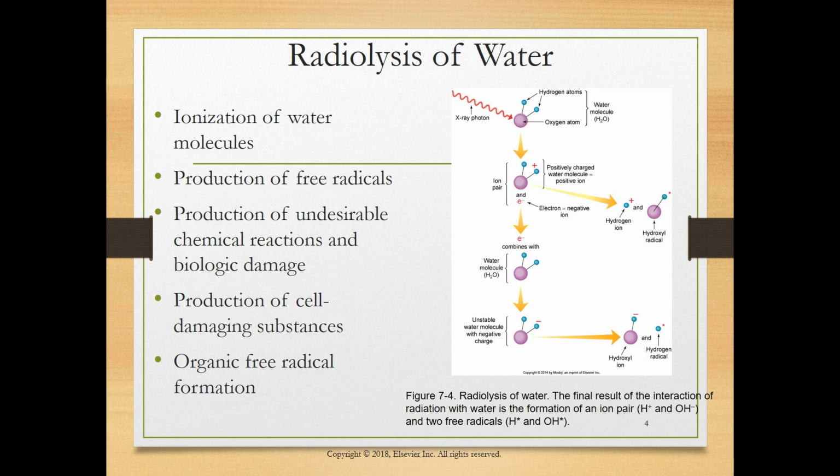Okay, so the radiolysis of water, which is this action from the photons interacting with water, and since we're mainly water, this happens a lot with ionization. So the water molecules are going to produce free radicals or ions. As a result of the production of free radicals, there are undesirable chemical reactions. Biological damage can occur. And there are also toxic substances that can form from these interactions.